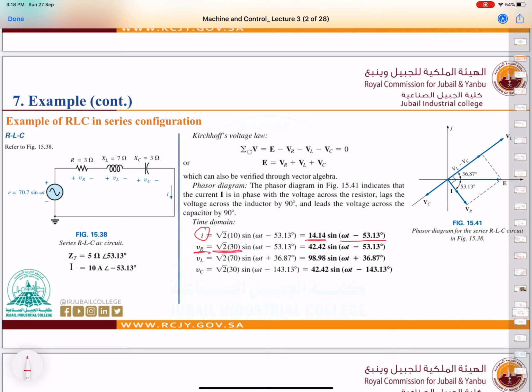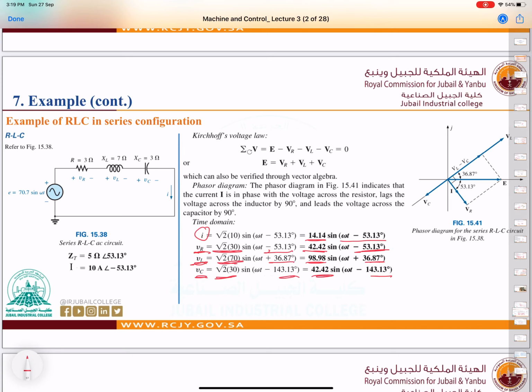Multiply by √2 to find the voltage maximum of the resistor, and this is the angle, the same angle here. Now for the voltage of the inductor, multiply by √2 to find the maximum voltage, and this is the angle again. This is the capacitor voltage, multiply again by √2 to find the maximum voltage, and this is the angle here. I think it is clear.